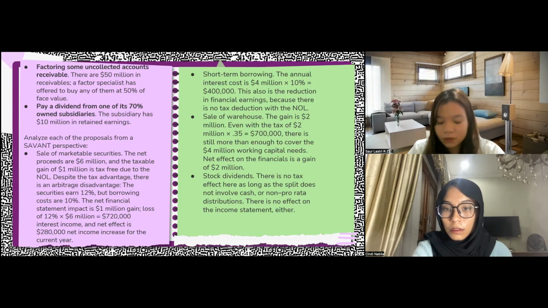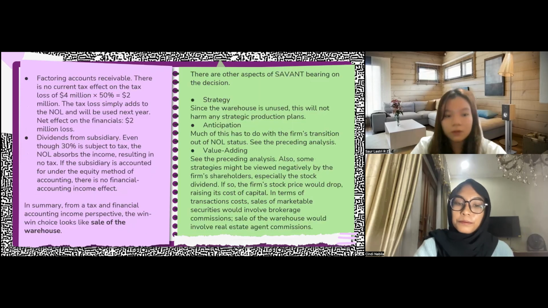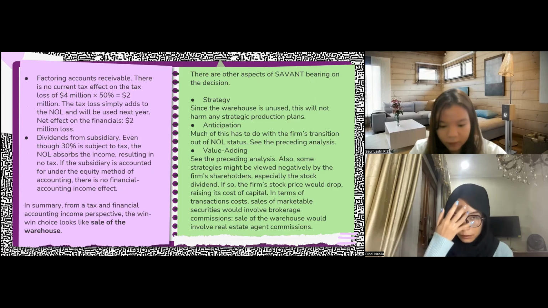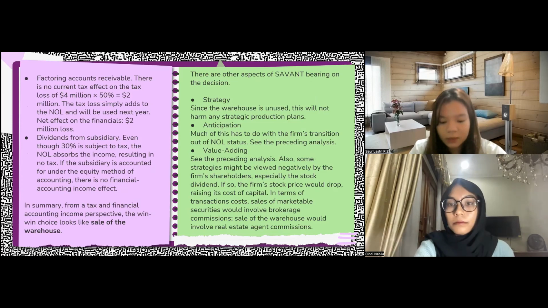And the last one is stock dividends. There is no tax effect here as long as the split does not involve cash or non-pro rata distribution. There is no effect on the income statement either. Next is factoring accounts receivable. There is no current tax effect on the tax loss of $4 million times 50%, which is $2 million. The tax law simply adds to the NOL, which will be used next year. The net effect on the financials is a $2 million loss.